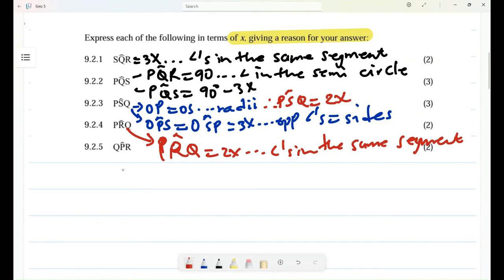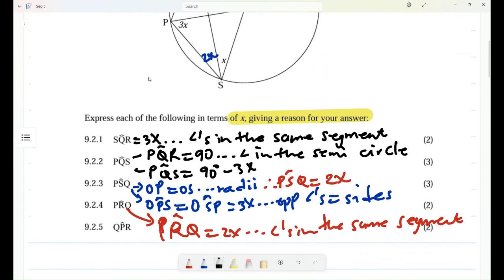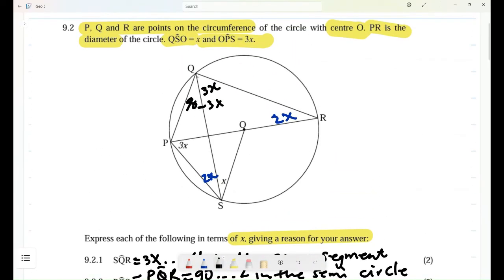Now the last one, QPR. How can we find QPR? Where is QPR? Now QPR I can find easily because what I'm dealing with here is a triangle. So I might say, I know this is a 90. I might say 180 minus 90, which is 90 minus 2x. This is going to give me 90 minus 2x.